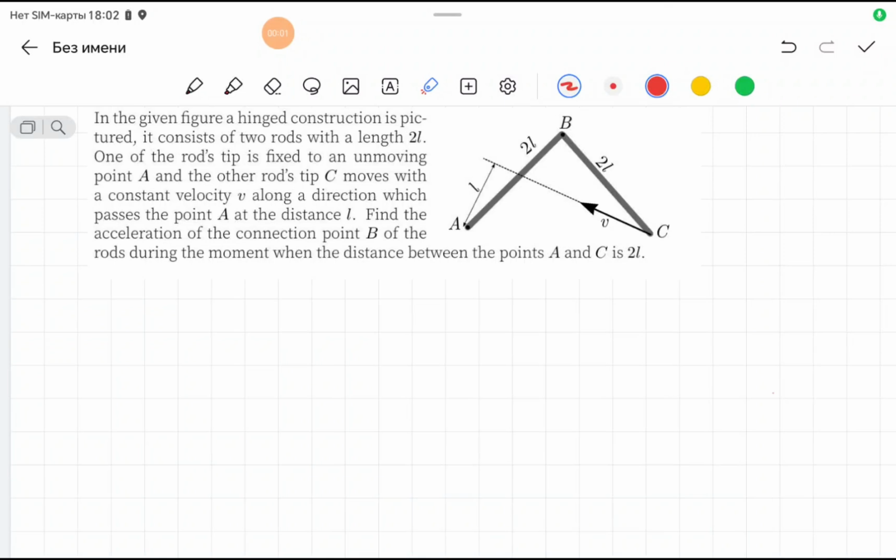Find the acceleration of the connection point B of the rods during the moment when the distance between the points A and C is 2L.